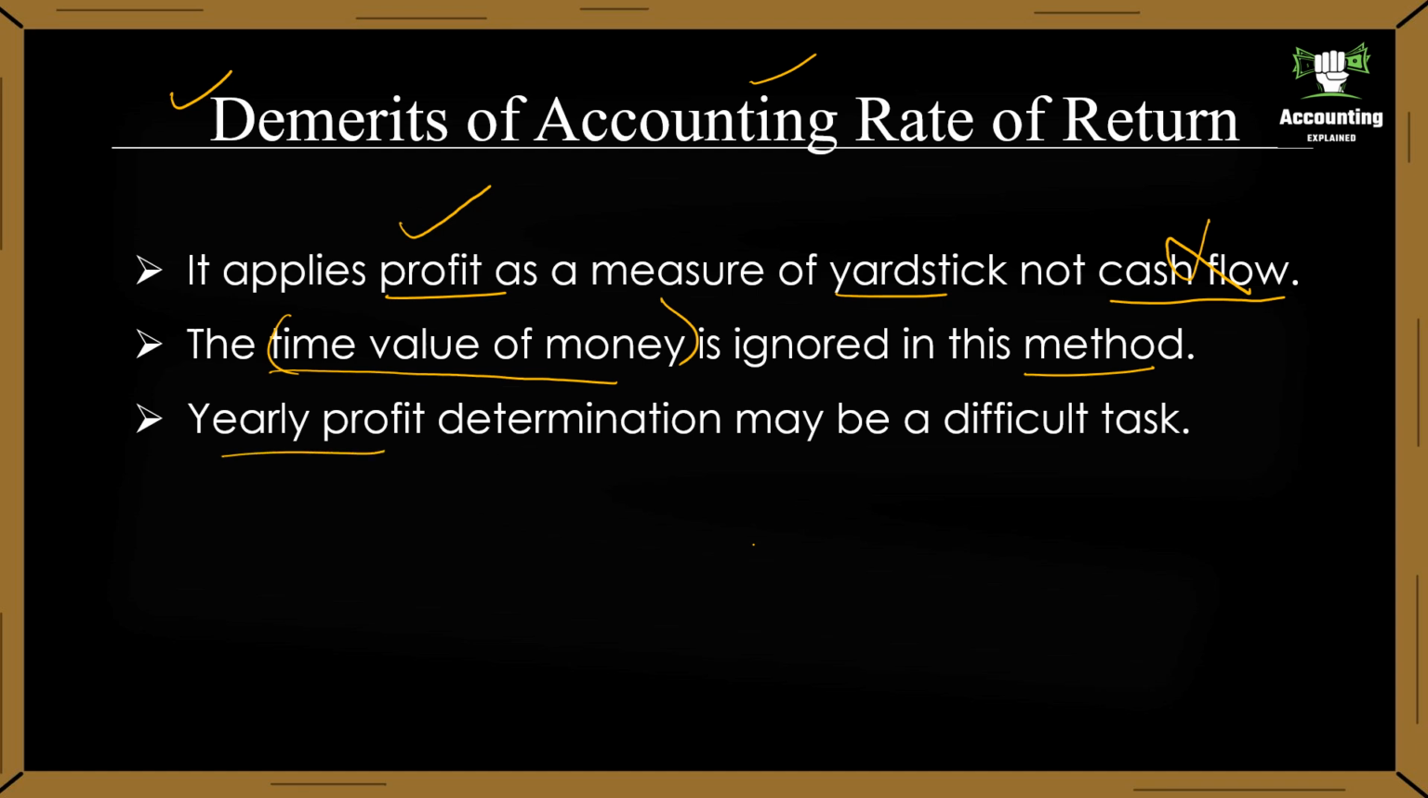Yearly profit determination may be a difficult task. Here in ARR we are taking one project or investment separately and we are finding profit for it. Finding a profit for a separate project or investment is very difficult and it takes a lot of effort to find out the project's profit separately. So that can also be termed as a major disadvantage of ARR.